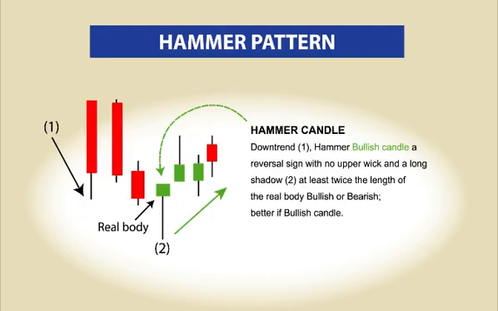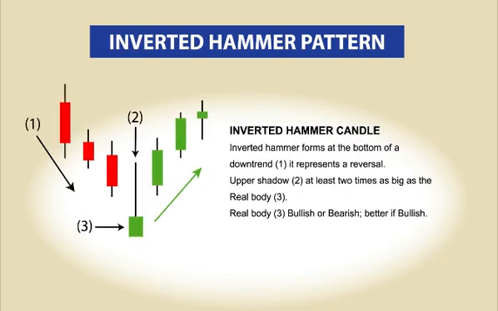Hammer pattern. In a downtrend, 1, the hammer is a bullish candle. A reversal sign with no upper wick and a long shadow, 2, at least twice the length of the real body, bullish or bearish, better if bullish. Inverted hammer pattern. The inverted hammer forms at the bottom of a downtrend, 1, and represents a reversal. Upper shadow, 2, at least 2 times as big as the real body, 3, bullish or bearish, better if bullish.